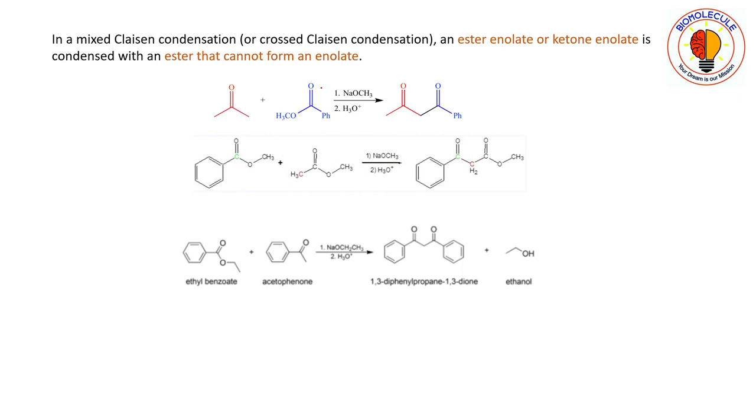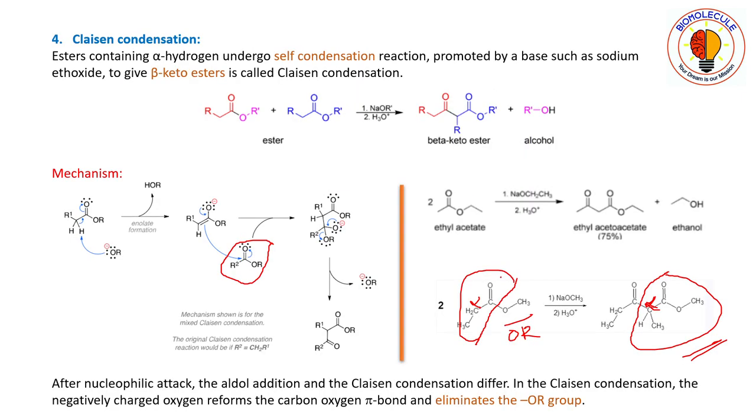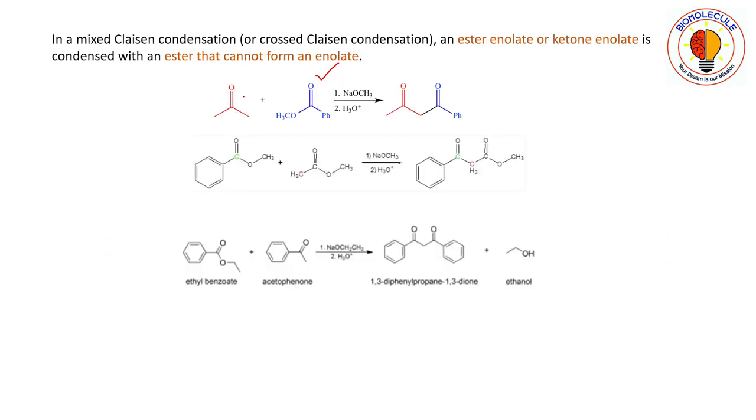So over here this compound does not contain any alpha hydrogen, so in the final product, as I was saying, you just eliminate this OR group. In normal Claisen condensation both the ester groups were the same, so no matter, you could eliminate the alkoxy ion, that is, the OR minus ion, from either compound. But here you have two different ester groups, so from which compound do you have to eliminate this OR minus ion, this alkoxy ion?